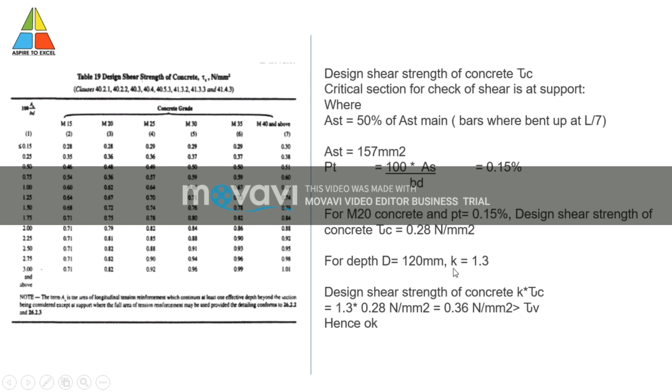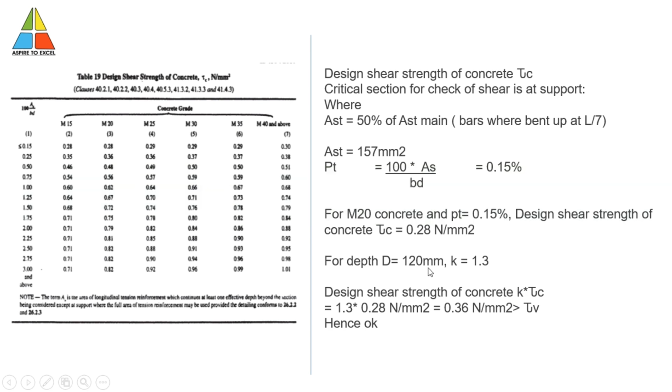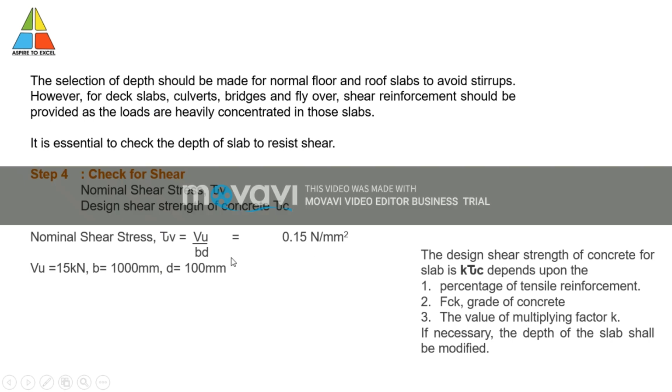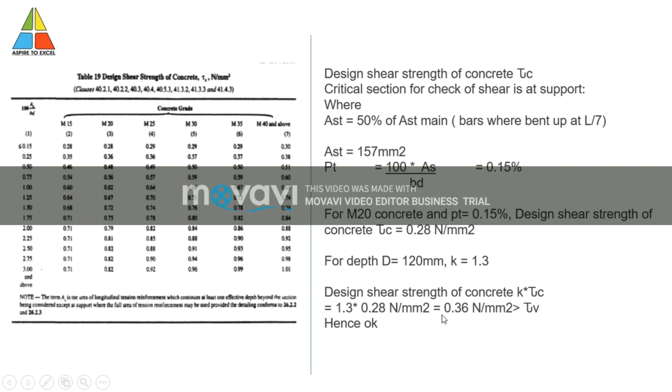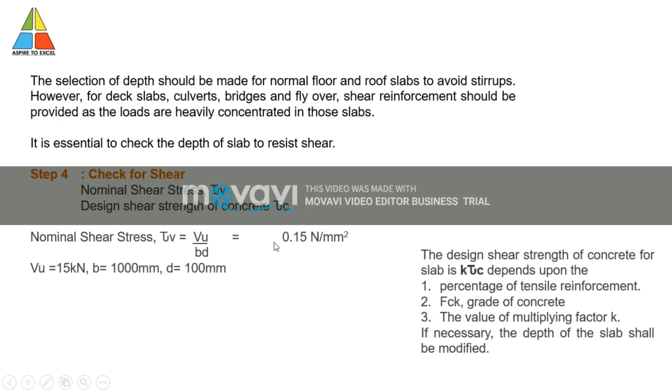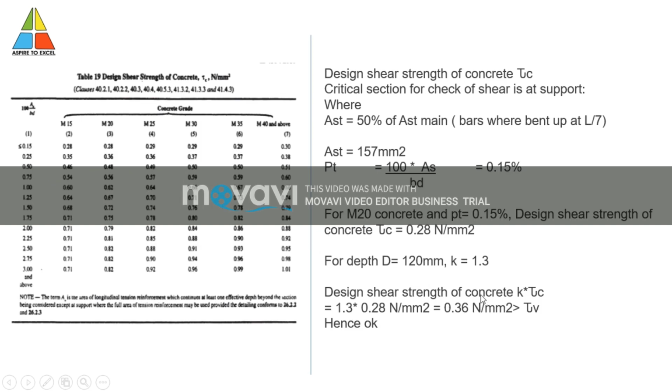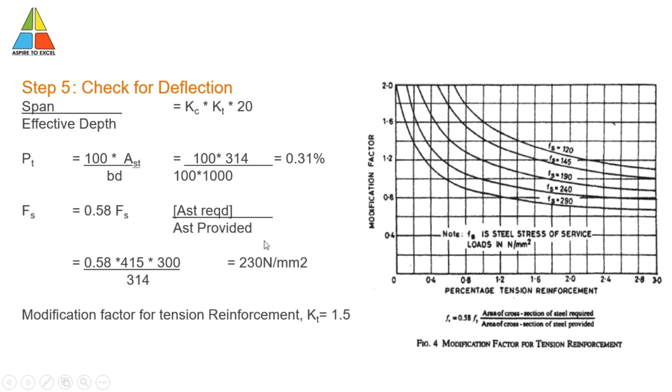Overall depth is 120, so the value of K is 1.3. So the design shear strength of concrete, meaning the capacity of the concrete, is 1.3 times 0.28, which comes out to be 0.36. The value of tau v was 0.15. So the shear acting is 0.15 and the section has capacity to resist 0.36, almost double. So again the check is safe.